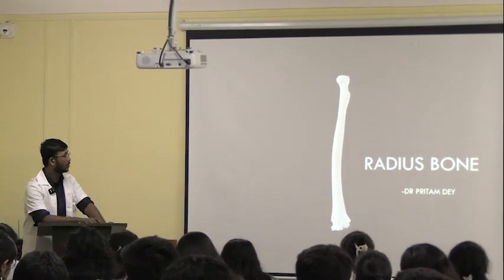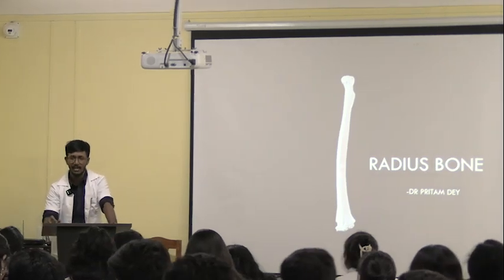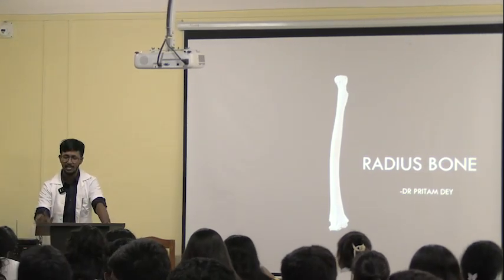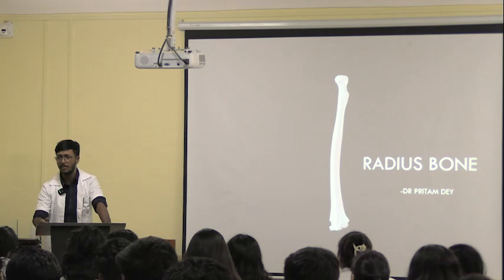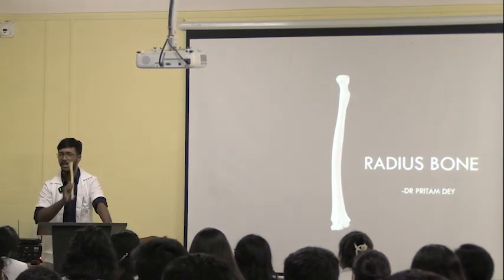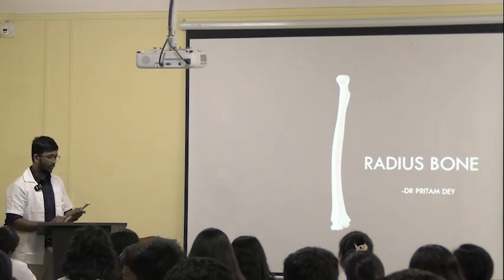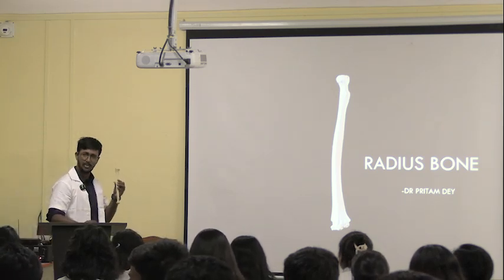So to determine the side, in an exam you will be given these bones and you need to pick one, or you will be asked to pick the radius. Now if you pick the radius, you need to determine which side it is, like this. For this we need to know the anatomical position of the bone.